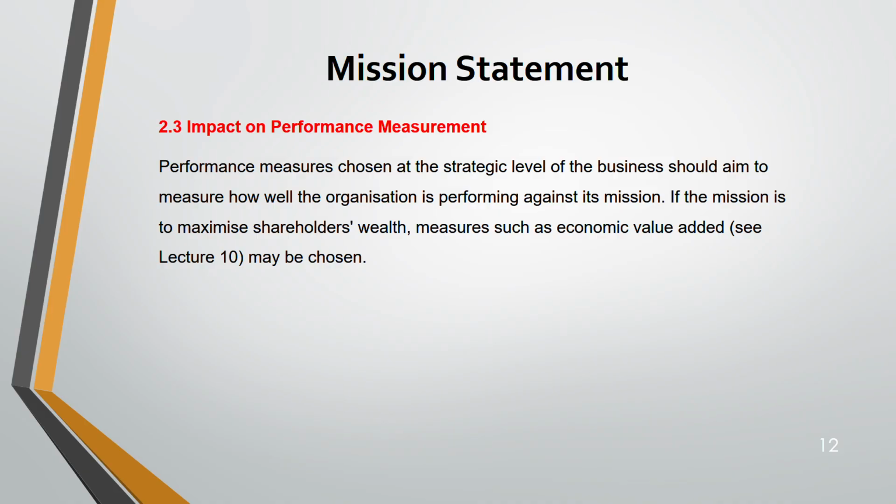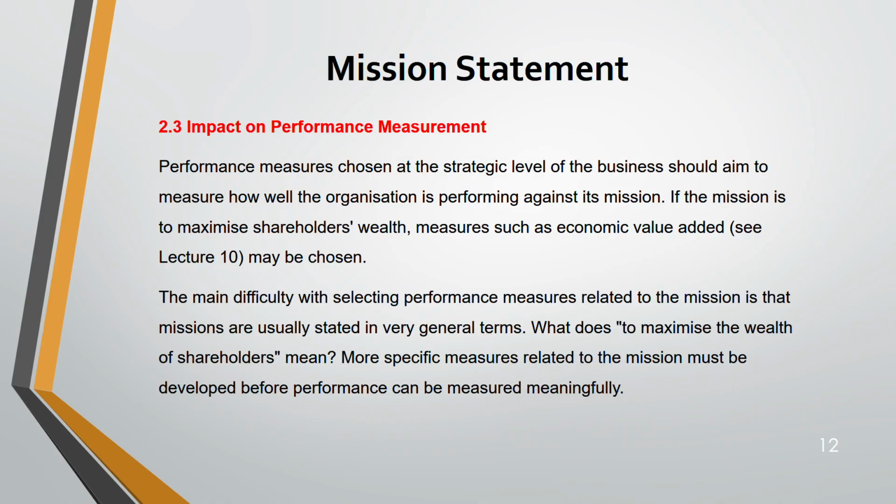To know whether you are performing well at the strategic level, you need a mission statement and you have to see how your organization is performing against those measures. Okay, let's say if your mission is to maximize shareholders' wealth, you actually have to maximize shareholders' wealth through ratios and numerical or non-numerical methods. One measure is economic value added, which we are going to cover later in detail in lecture 10. Okay, so this will be chosen.